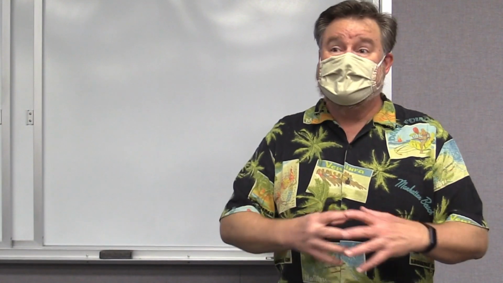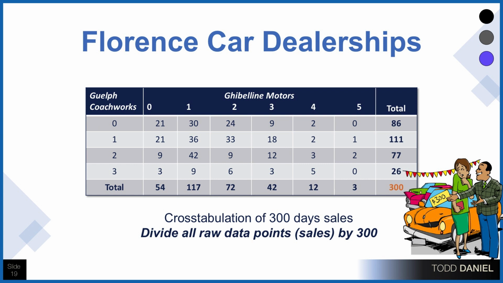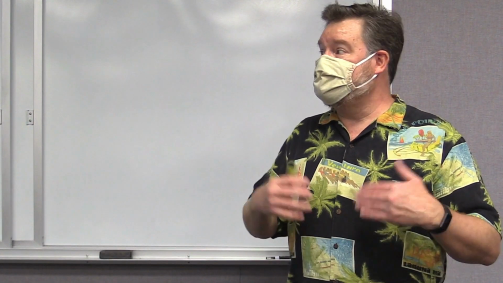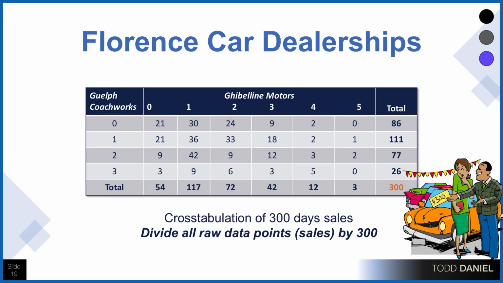This is based on observing how many cars are sold each day for 300 days. The most number of cars that Ghibelline sold on any day was 5. For Guelph Coach Works, the greatest number of cars that they sold on any given day was 3. So we have 2 variables, the sales for each of the dealerships, giving us a bivariate distribution. What we've started with are just some raw numbers.